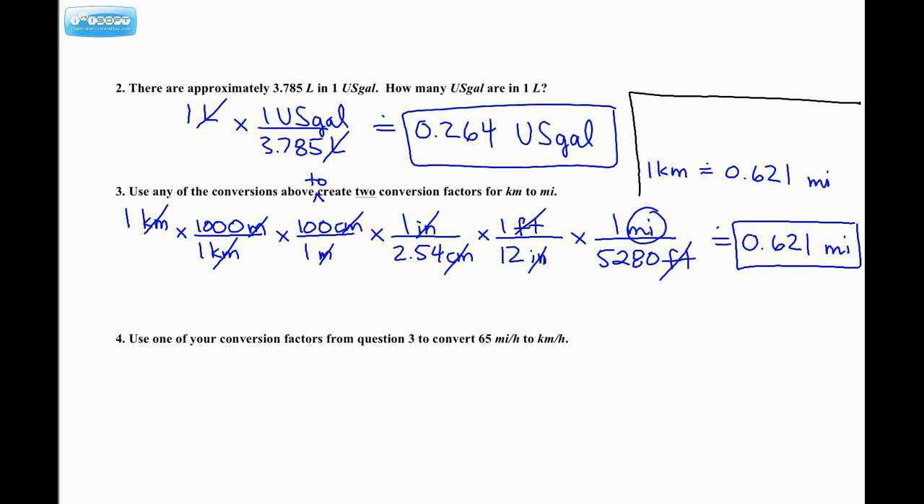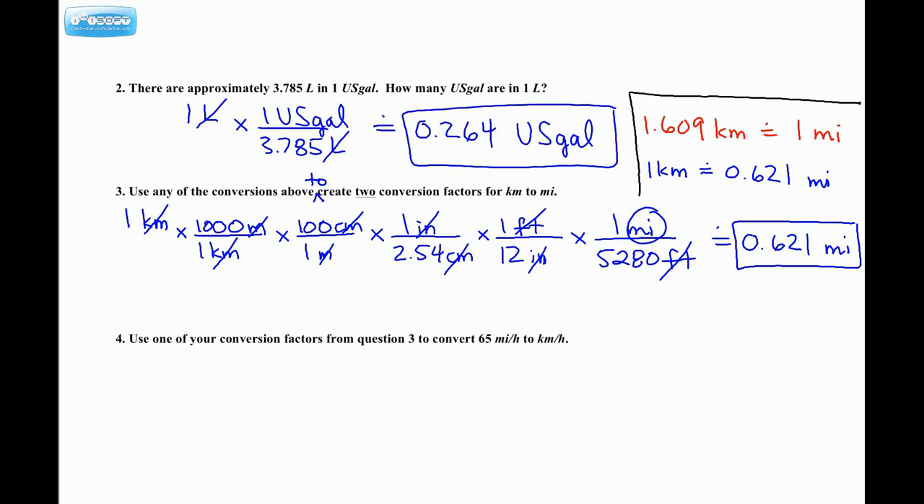So that means, I'll do it in red, 1.609 kilometers is approximately 1 mile. So that's what I mean by two different conversions. Both of these are saying the same thing. The numbers are different just because we're going in a different direction. So about 1.609 kilometers per 1 mile, or 0.621 miles per kilometer.